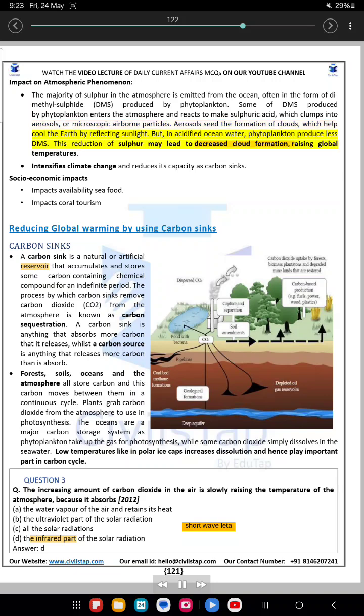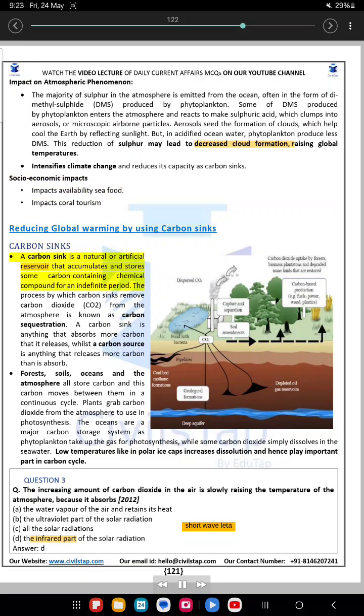But, in acidified ocean water, phytoplankton produce less DMS. This reduction of sulfur may lead to decreased cloud formation, raising global temperatures. It intensifies climate change and reduces the ocean's capacity as a carbon sink. Socioeconomic impacts: impacts availability of seafood, impacts coral tourism. Reducing global warming by using carbon sinks.